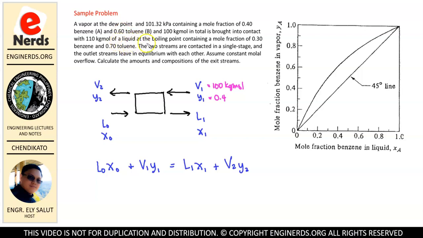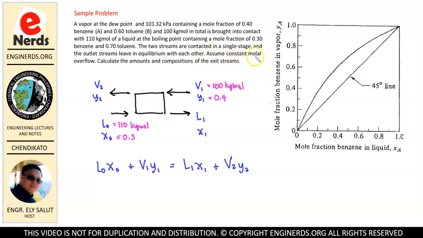Okay, so liquid naman ang tinutukoy natin, at the boiling point containing a mole fraction of 0.3 benzene. So, ang XO natin is 0.3 ng benzene, and 0.7 toluene. And then, given din ang kanyang total kilogram mole, which is 110. So, our LO is equal to 110 kilogram mole. Now, the two streams are contacted in a single stage, and the outlet streams live in equilibrium with each other. Okay? So, we have an equilibrium contact system in here.